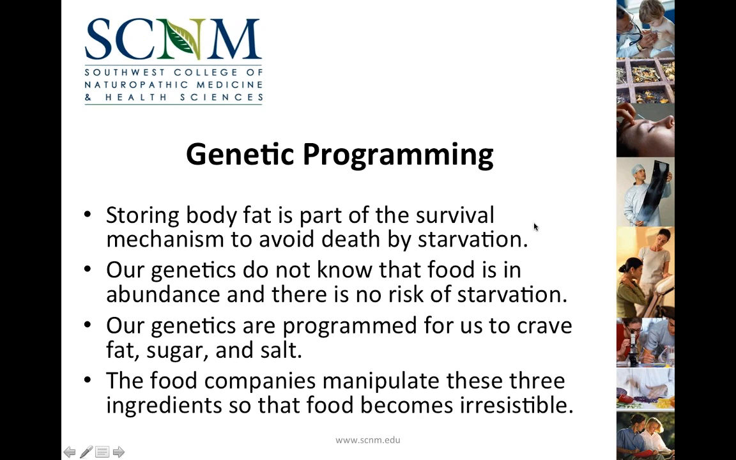So how are our genetics programmed? Well, our bodies are programmed to avoid death by starvation. And now that we live in a nation of 3,900 calories being produced per person per day, we're certainly not starving. However, we're starving for nutrients. So our genetics have not caught up with the abundance of food that we have, and our genetics don't know that there is no risk of starvation.